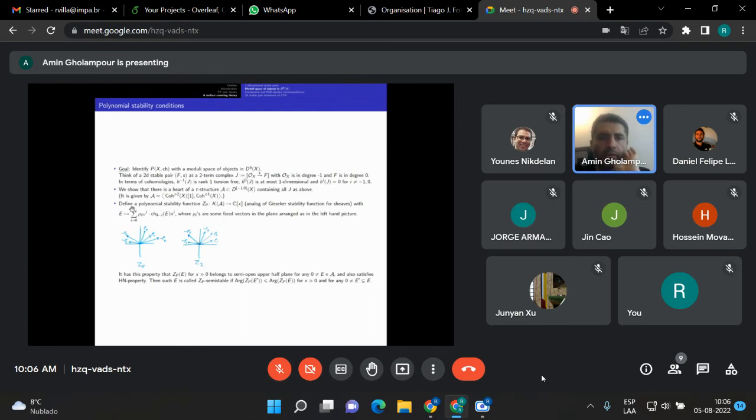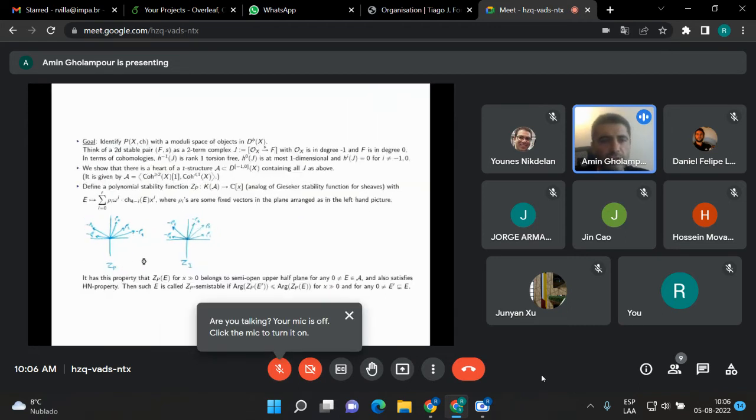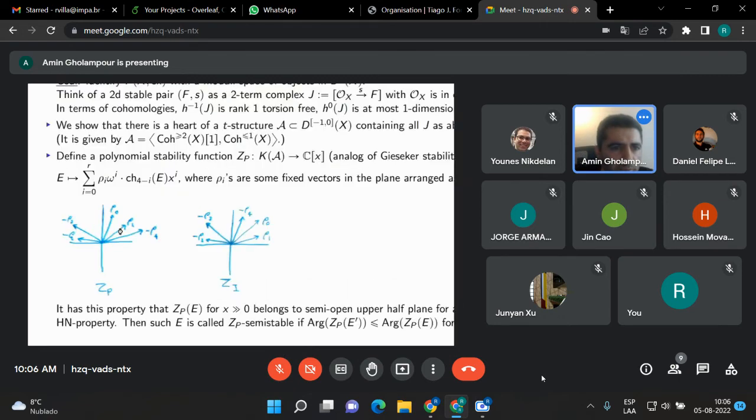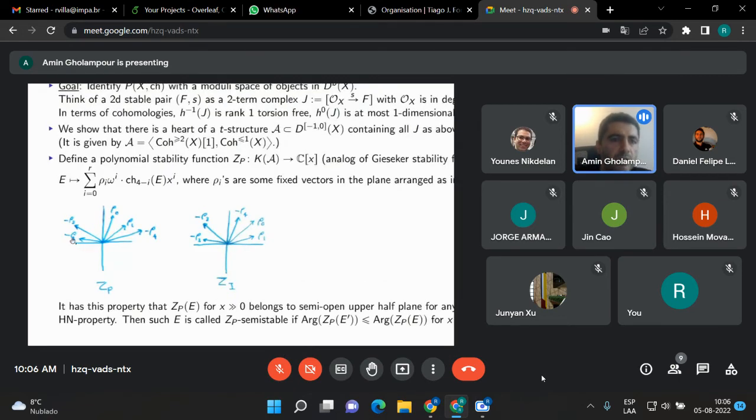To have a polynomial stability, we need to have a polynomial stability function that goes from the Grothendieck group of the abelian category A to polynomials with complex coefficients. It takes E and sends it to the sum over i of rho_i times powers of omega, the very ample line bundle that we fixed, and the Chern characters of E, where these rho_i's are some vectors in the complex plane that are arranged this way. So the picture on the left side: if I make, sorry, the indices are a bit too small, this is minus rho 2, minus rho 3, rho 0, rho 1, and minus rho 4.